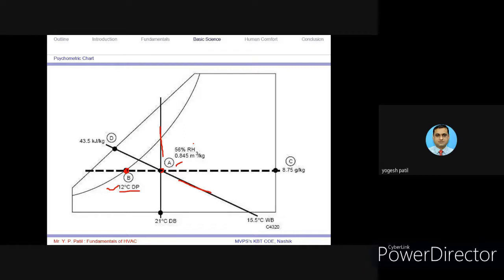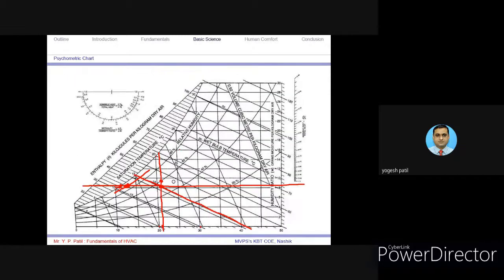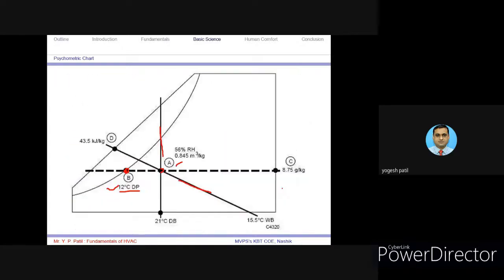When we go further to find other parameters, for example, this 8.75 is the answer for the absolute humidity. You can see here on this particular scale, the right-hand scale, the value is close to 8, not close to 10, but very close to 8. That value gives us the moisture content. So here they found the moisture content 8.75 gram per kg.